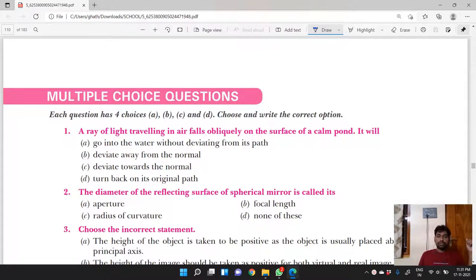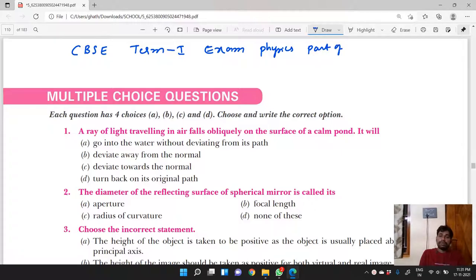So today I'm going to discuss with you regarding the CBSE term 1 exam, the physics part of the science exam.